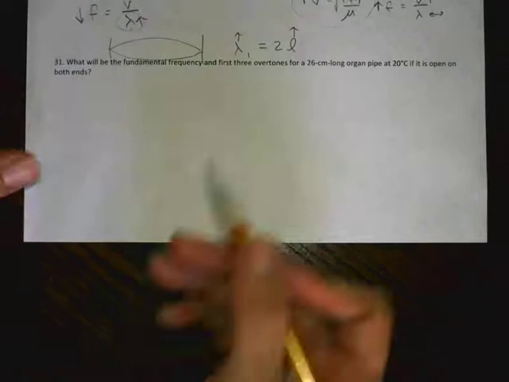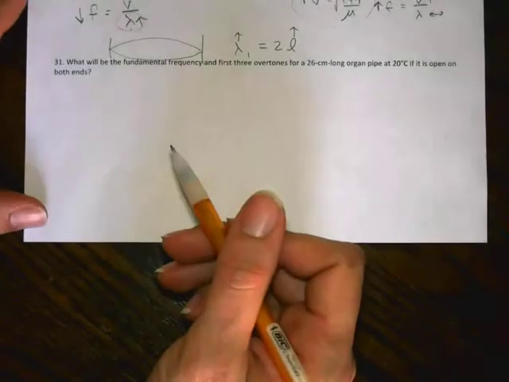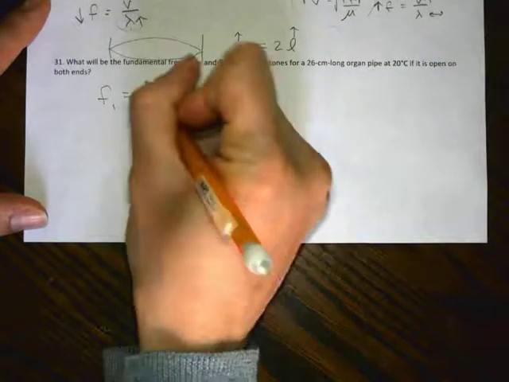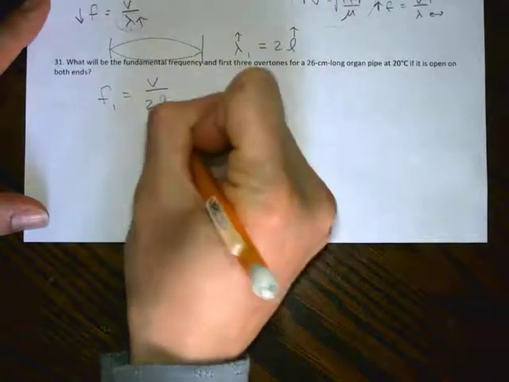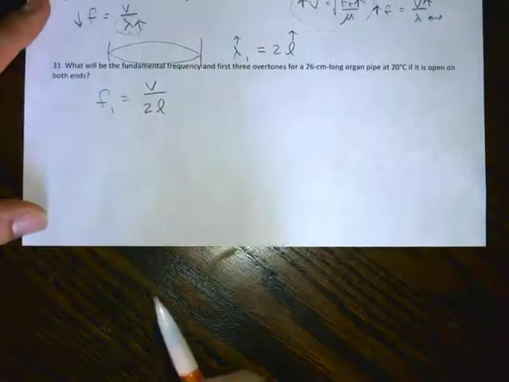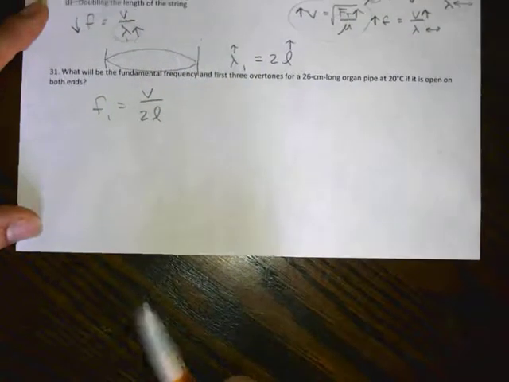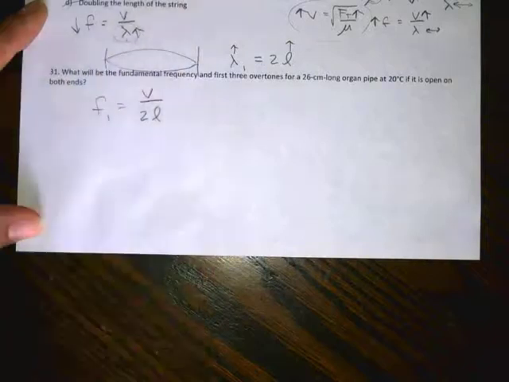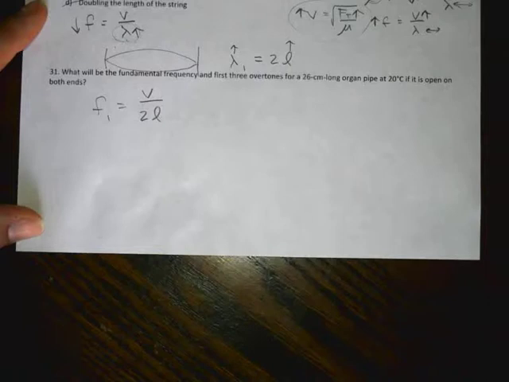So for an open tube, the formula is that the fundamental frequency will be v over 2L. This is identical to what it was for the string that we just did in the previous problem. Same equation. So open tubes and strings behave in the same way.